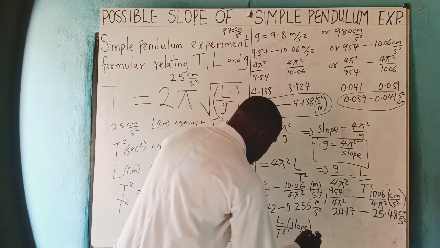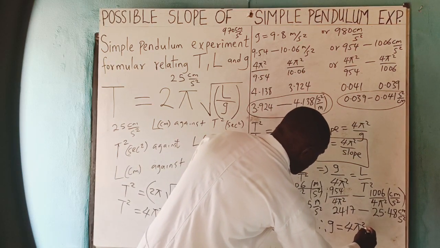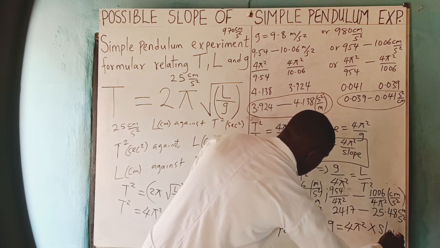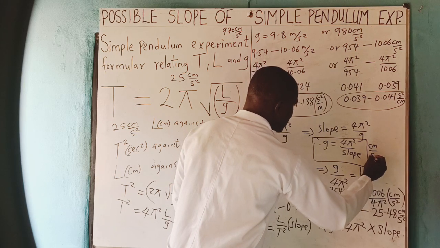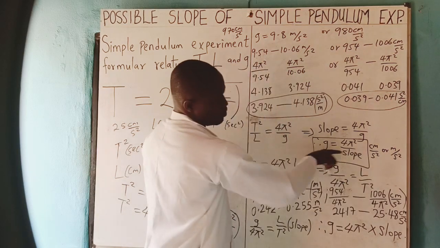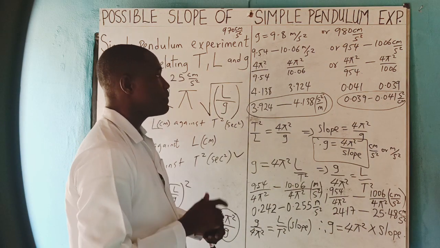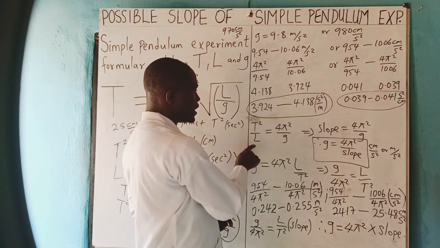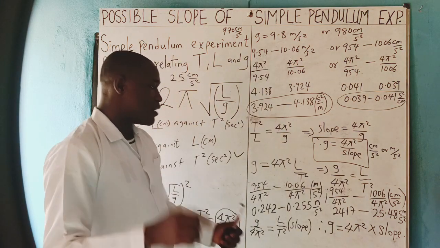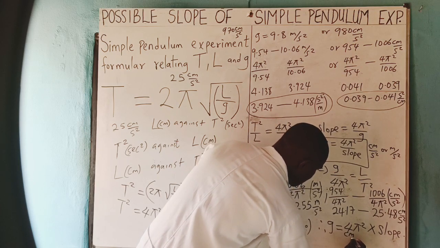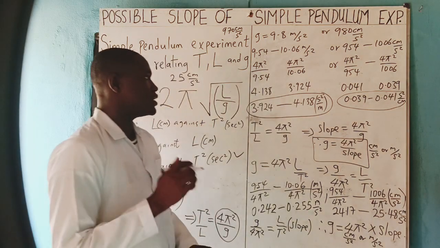If we are asked to get G, what you now tell them is that, making G the subject of the formula, G will be equal to 4 pi square times your slope. In this case, it will be centimeter per second square or meter per second square. That is the value of your G after solving. It depends on the unit of your length. Remember the correction we made here: T square against length is second square over meter, and for this one, second square over centimeter. So take note of the correction. The unit of G will be centimeter per second square or meter per second square, depending on the unit of your length.